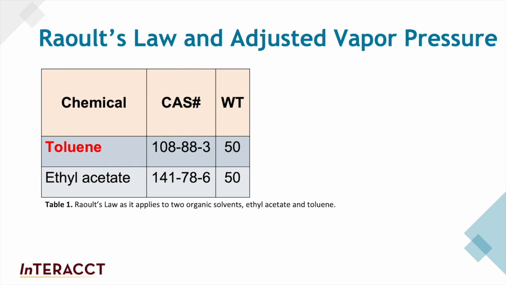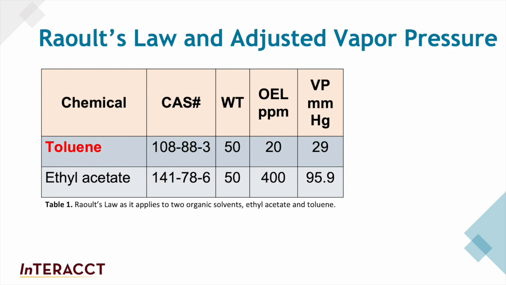As you can see in the column on the right, labeled WT, each chemical represents a different weight percent of the total mixture. This information is used to determine the mole fraction each chemical represents by dividing the weight percent by the chemical's corresponding molecular weight, which are not shown in this table. The vapor pressures of the pure chemical for each component are shown here in the last column on the right.